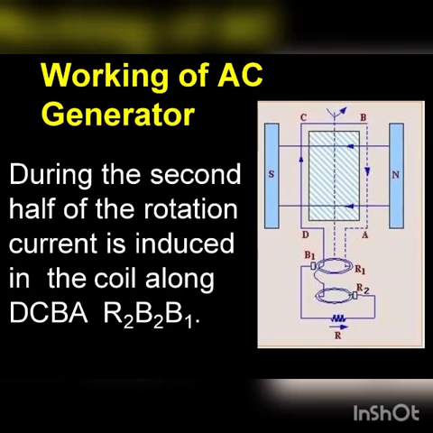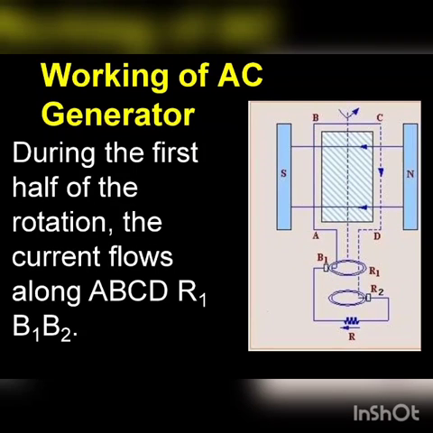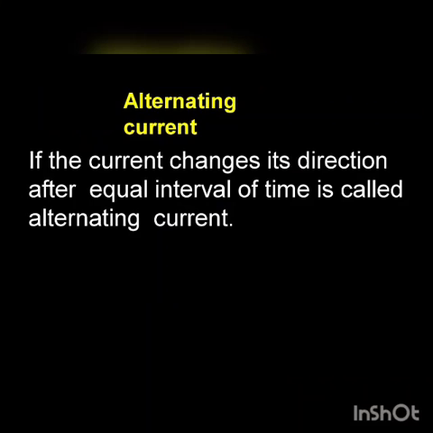During the second half of the rotation, current is induced in the coil along DC, BA, R2, B2, B1. During the first half of the rotation, the current flows along ABCD, R1, B1, B2.